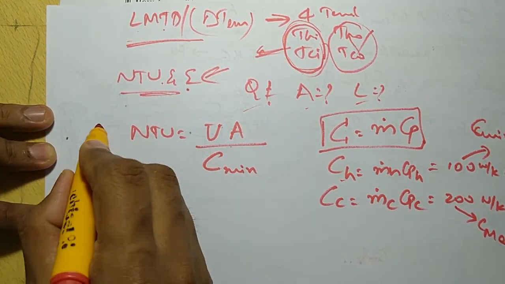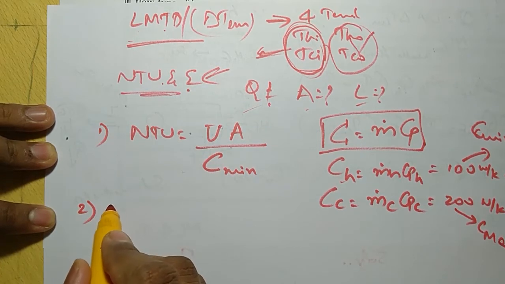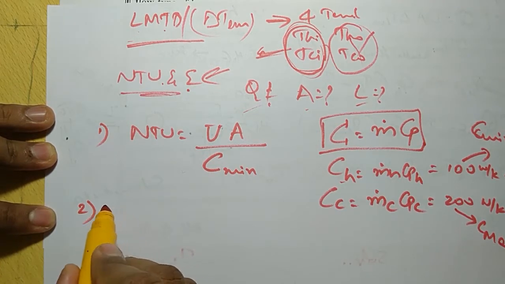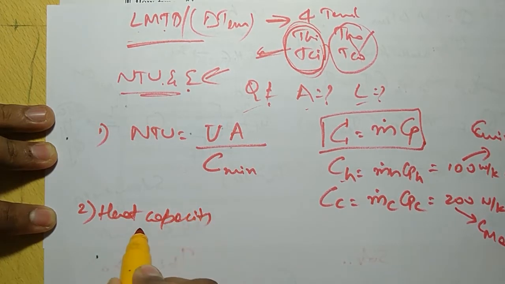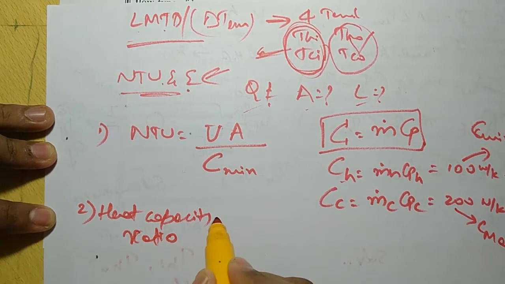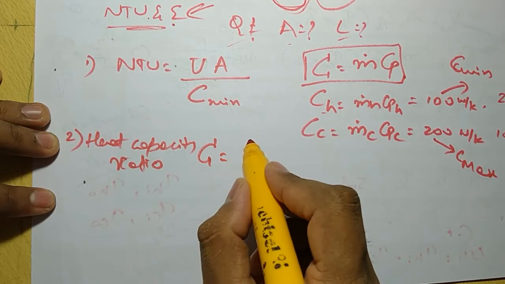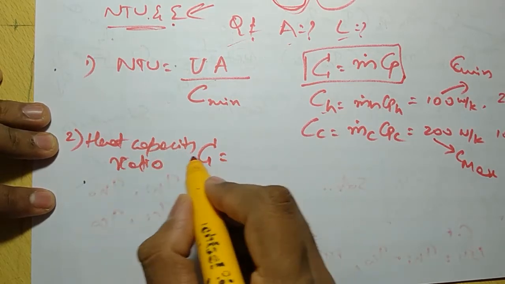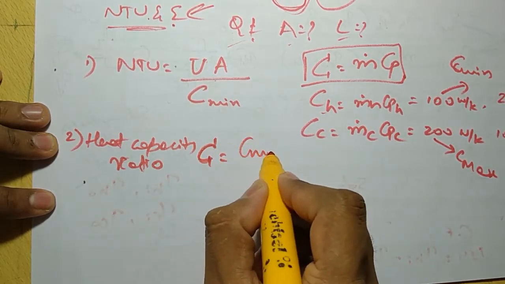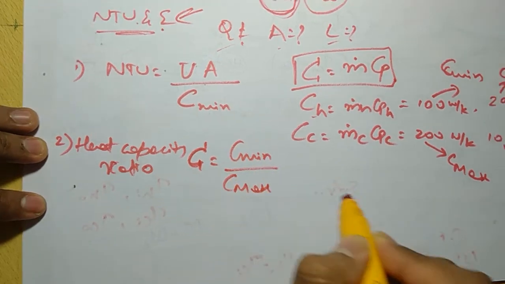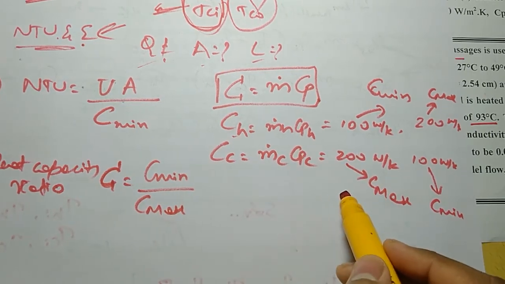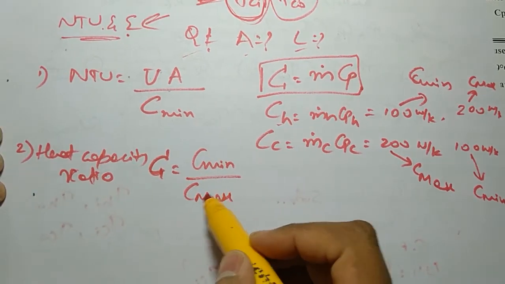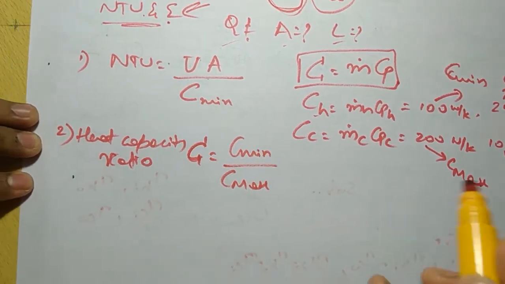Next, another definition is the heat capacity ratio. Capital letter C is equal to the capacity ratio. The name itself indicates this is a ratio: C is equal to C min by C max. Which one is the minimum? That should be in the numerator, and which one is the maximum? That should be in the denominator. Heat capacity ratio is defined as C minimum divided by C max.